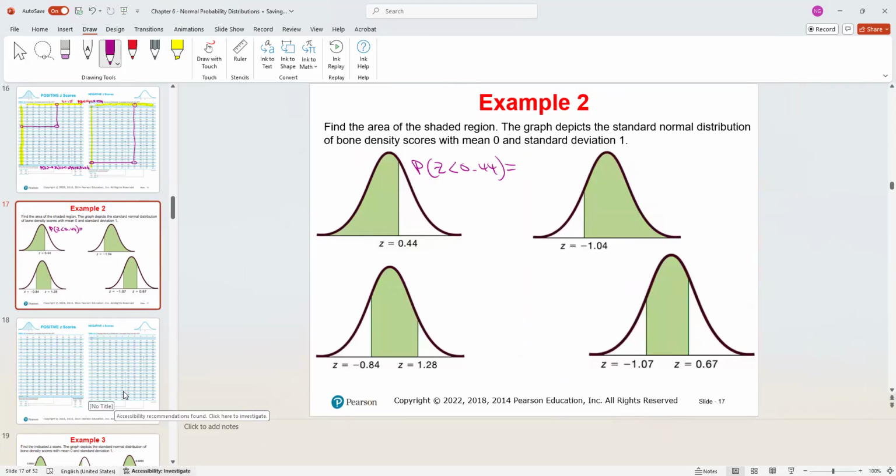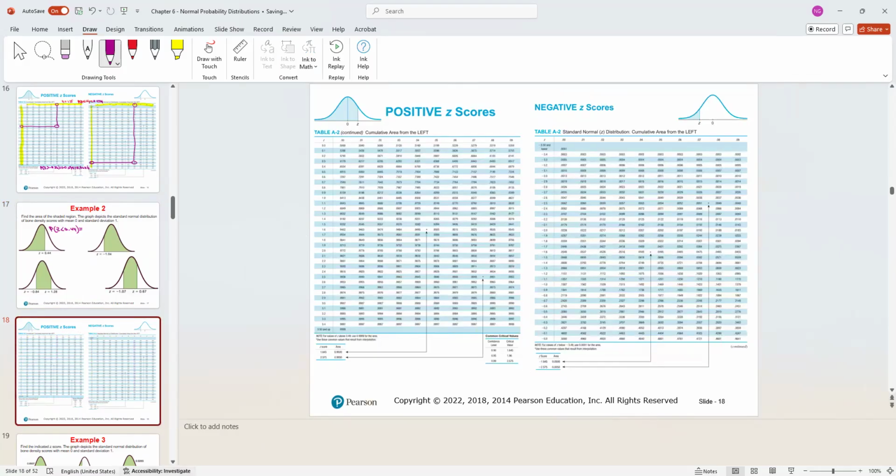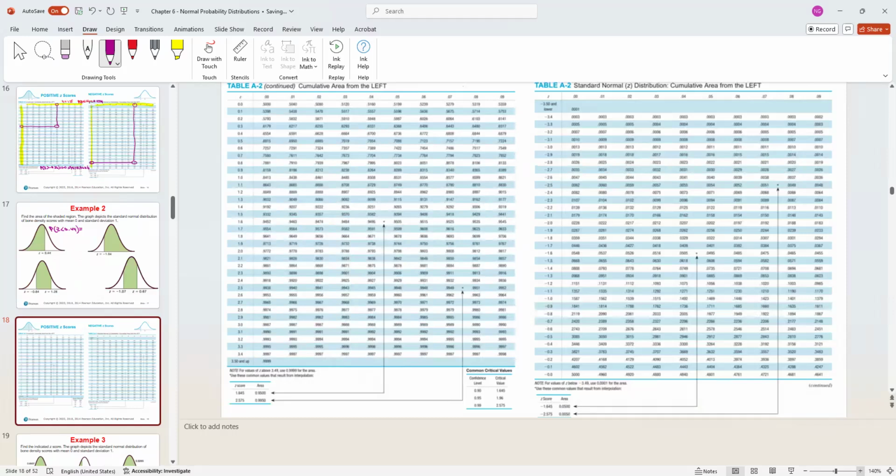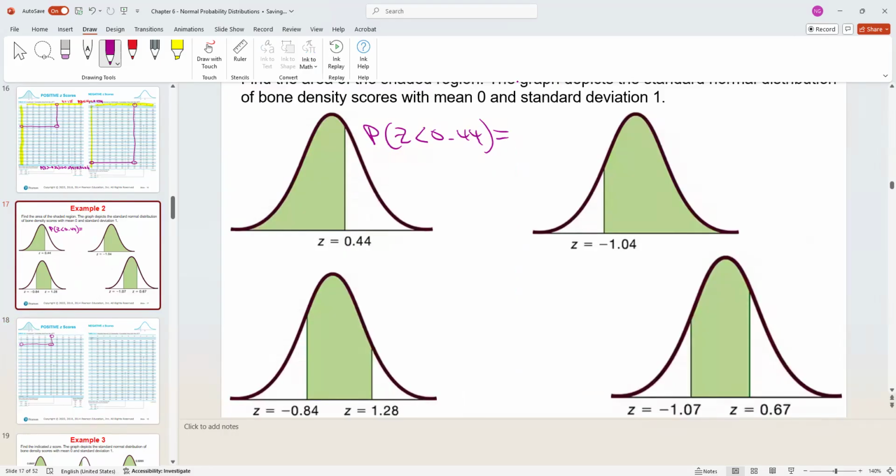0.44. Let's do it from this table. Remember, I'm going to make this one bigger for you to see. 0.44 is here, 0.4, going 4. That makes it 44. This is the answer right here. Okay. 0.6700.